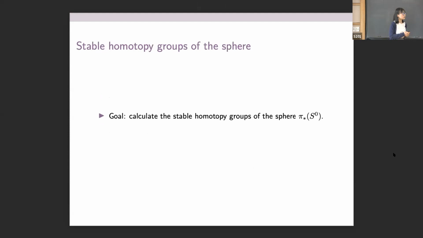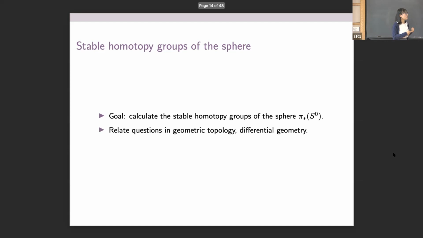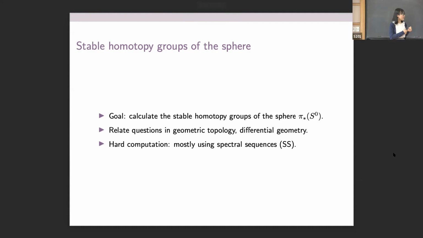These groups answer questions in other subjects of mathematics. For example, they tell you how many smooth structures you have, and relate to the Kervaire invariant problem, cobordism, et cetera, et cetera. And the computation, as you can expect, is super, super hard. Mostly we use tools called spectral sequences to compute it. And especially here we use the Adams spectral sequence.